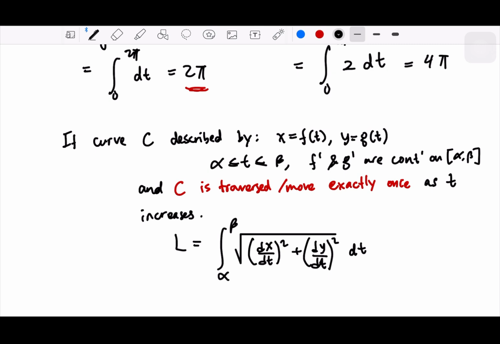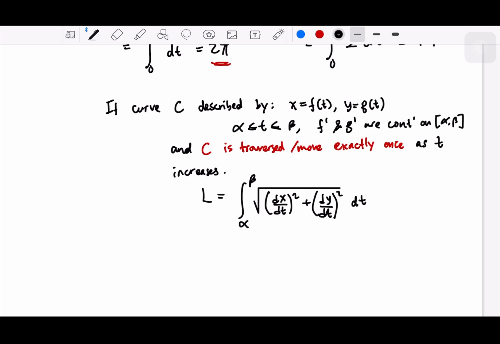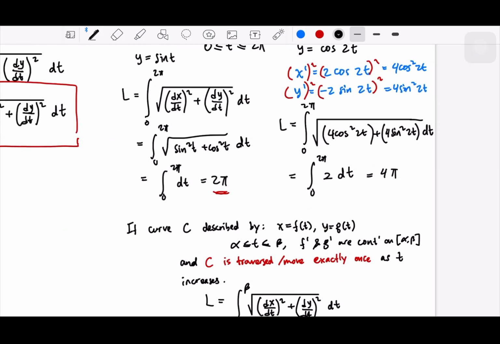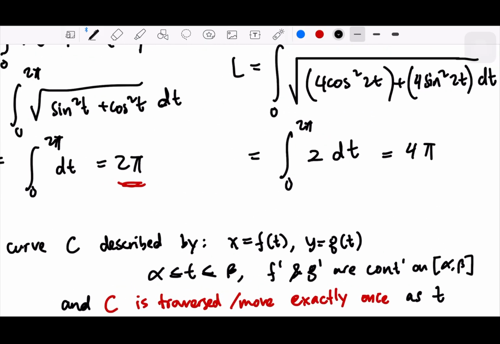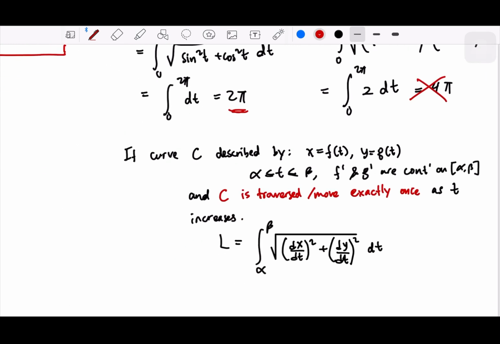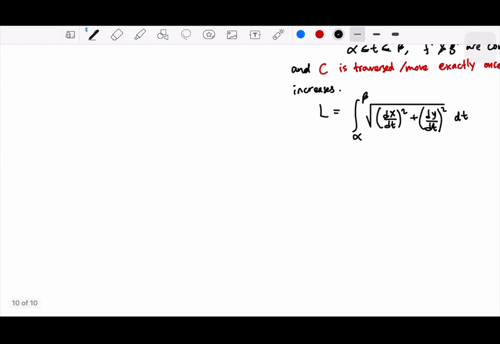Okay, this is arc length. So it should not be equal to 4 pi. Okay. Next case, or next section on the arc length, is what we call the arc length function.